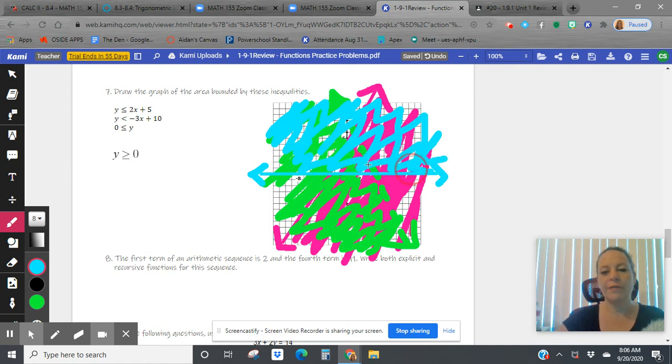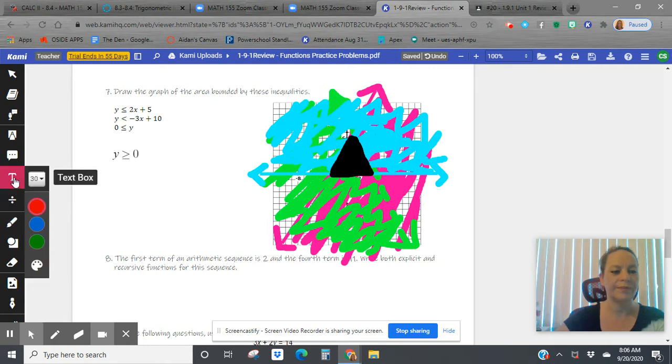So where do I have pink and green and blue shaded? That would be this little triangular region here in between them all. So here I go darkly shading my region that is a solution to all 3 of these inequalities. Now remember that the pink line was solid, it includes those values. The blue line was solid, it includes those values. The green line was not solid, it does not include those values.